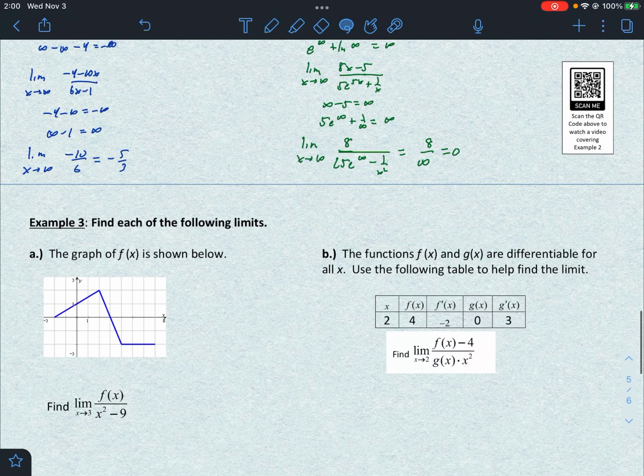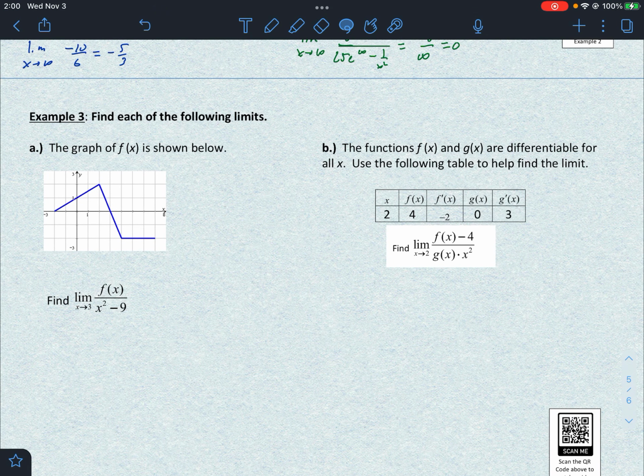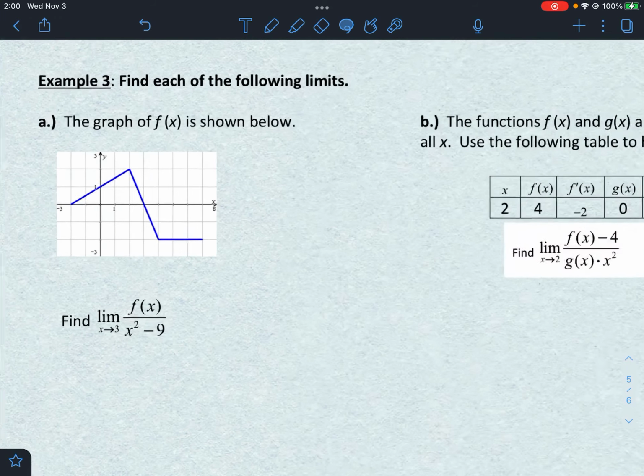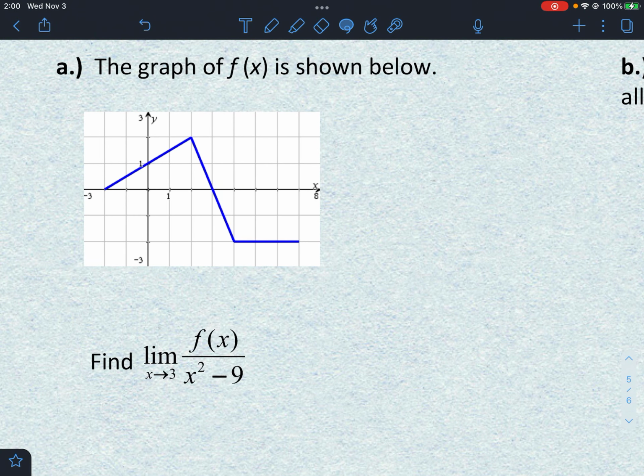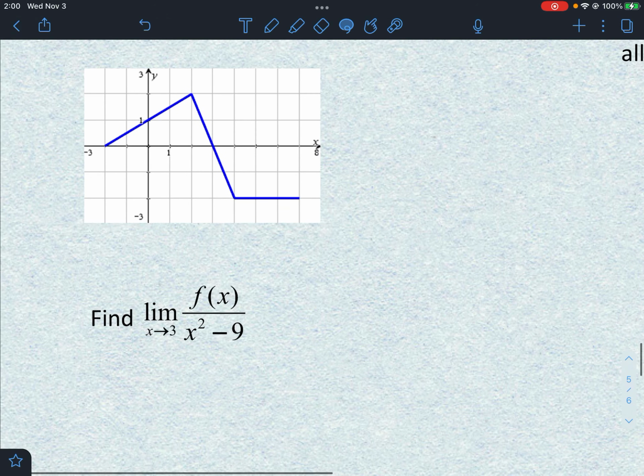So, beyond those type of problems, we always might see problems with graphs or tables. Let's take a look at problem A here. The graph of f is shown below. Find the limit as x approaches 3 of f of x over x squared minus 9. All right, so let's take a look here.